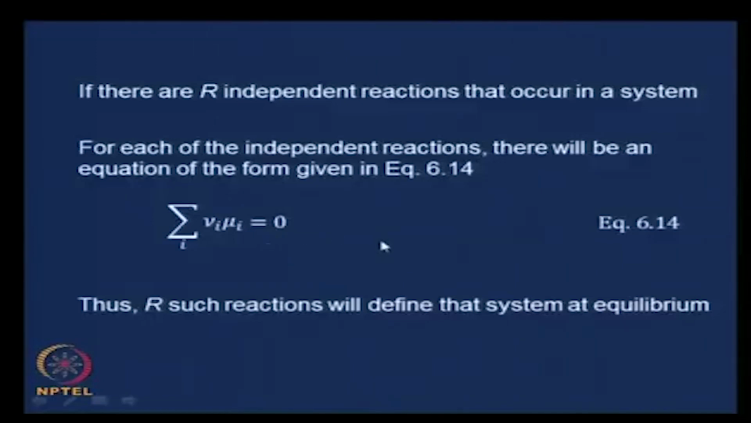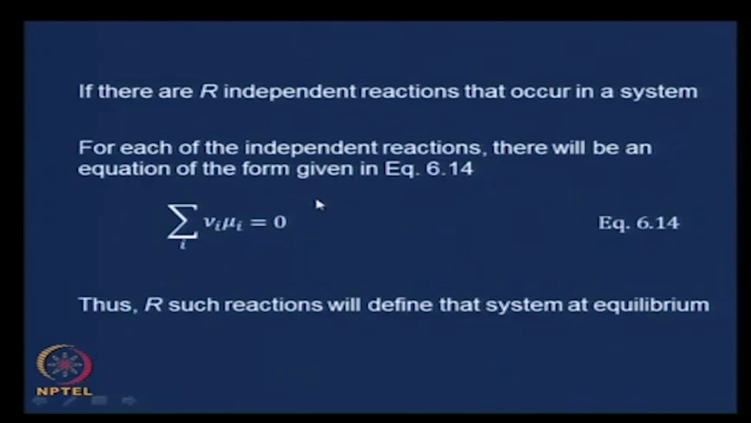Welcome to this class. In the last class, in this module on reaction equilibria, we saw one of the fundamental relationships for reaction equilibrium, and that happens to be, for an independent reaction, the sum over i of nu i, which is the stoichiometric coefficient, times mu i, which is the chemical potential of that species i, summed over all i, equals 0.